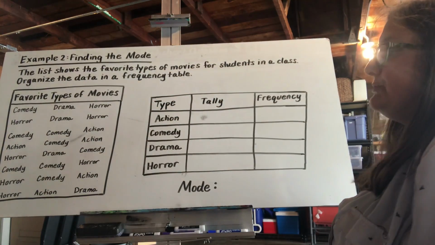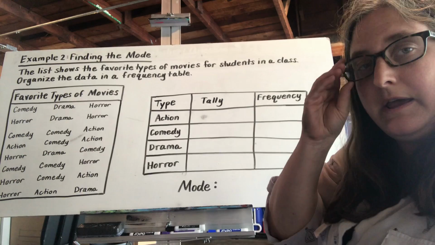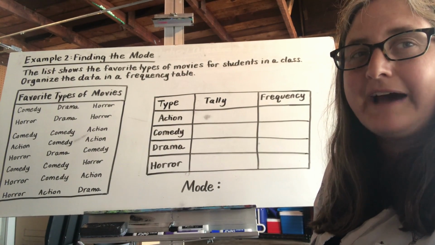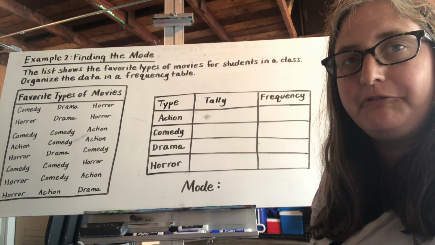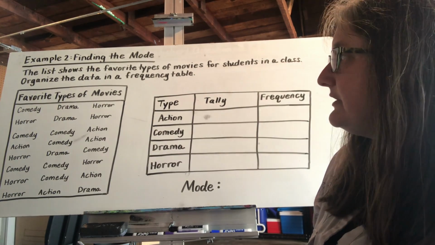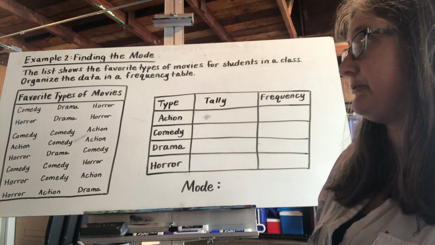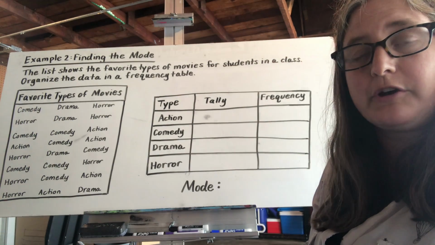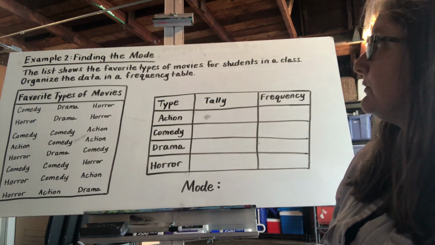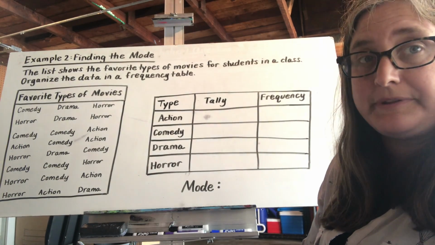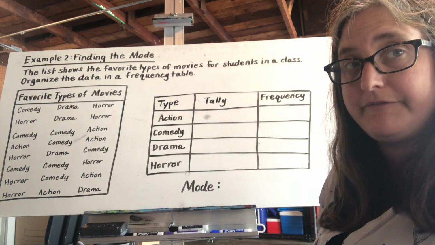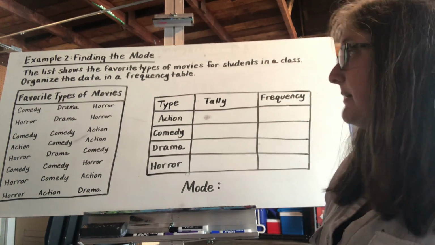Another unique thing about the mode is that it is the only measure where you don't really have to have numbers and you can still find the mode. So in this case, people were asked to write down their favorite type of movie, and then all the votes are tallied. We're putting the votes here in what is called a frequency table. So I've listed all the possible answers that people gave, and now I'm going to tally them up.